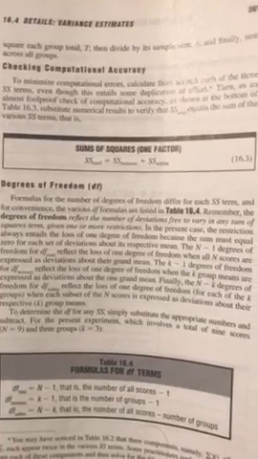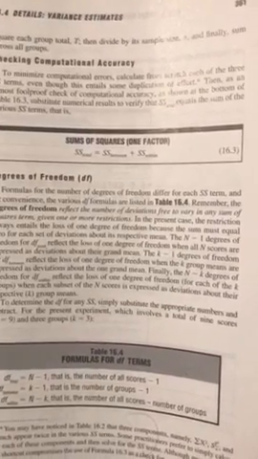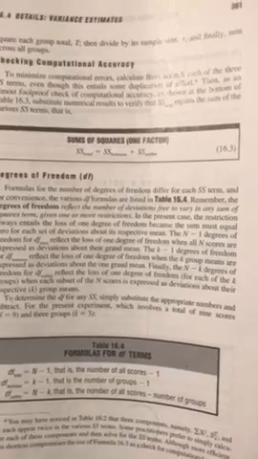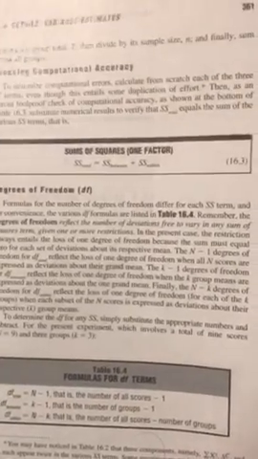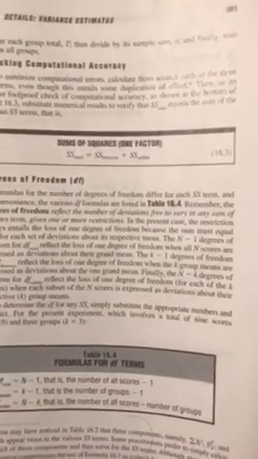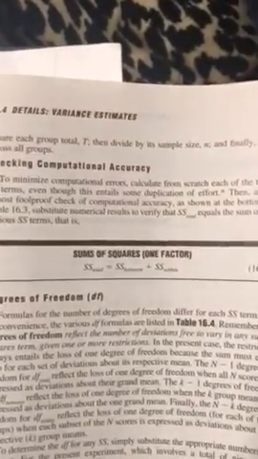So, checking computational accuracy. To minimize computational errors, you can calculate the three SS terms from scratch and then do the sum of squares one-factor check to double check yourself. So it would be SS total equals SS between plus SS within.